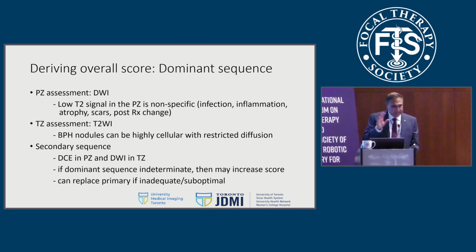So now that we have looked at different scores, as per the PI-RADS version 2.1, there is a dominant sequence for lesions in the peripheral zone and those in the transition zone. So in the peripheral zone, diffusion weighted imaging is the dominant sequence, and DCE is the secondary sequence for assessing a lesion. And when you look at lesions in the transition zone, we have T2 weighted image as the dominant sequence, and then diffusion weighted image as the secondary sequence.